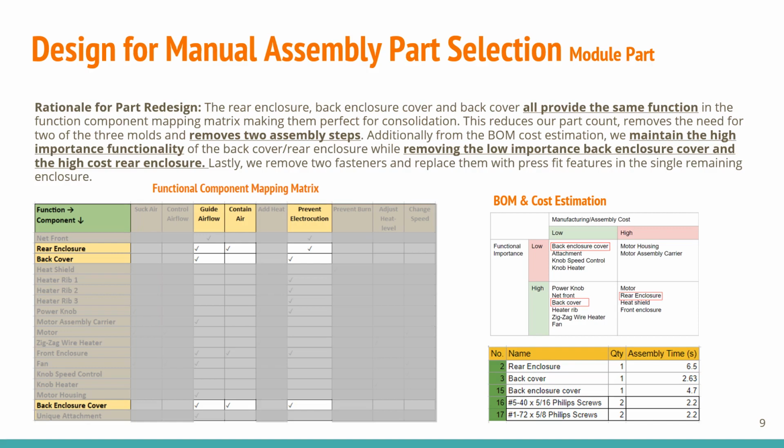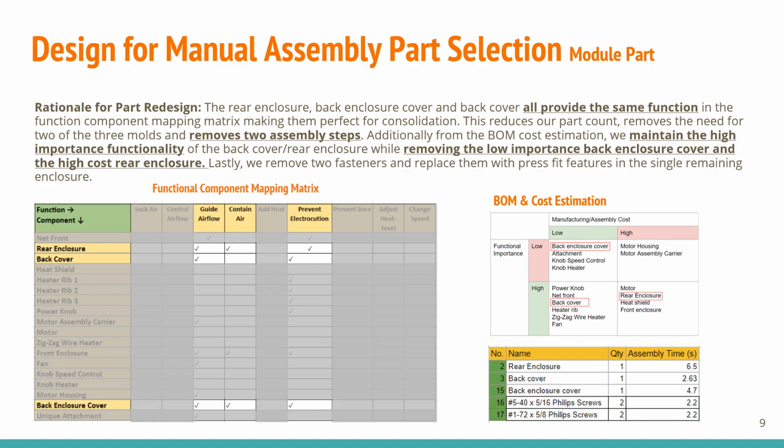Design for manual assembly, part selection, module part. When looking at the functional component mapping matrix, we found that the rear enclosure, back enclosure cover, and back cover are providing the same function, and they are perfect for consolidation. This helps to reduce our part count, reduce needed molds, and remove 2 assembly steps.